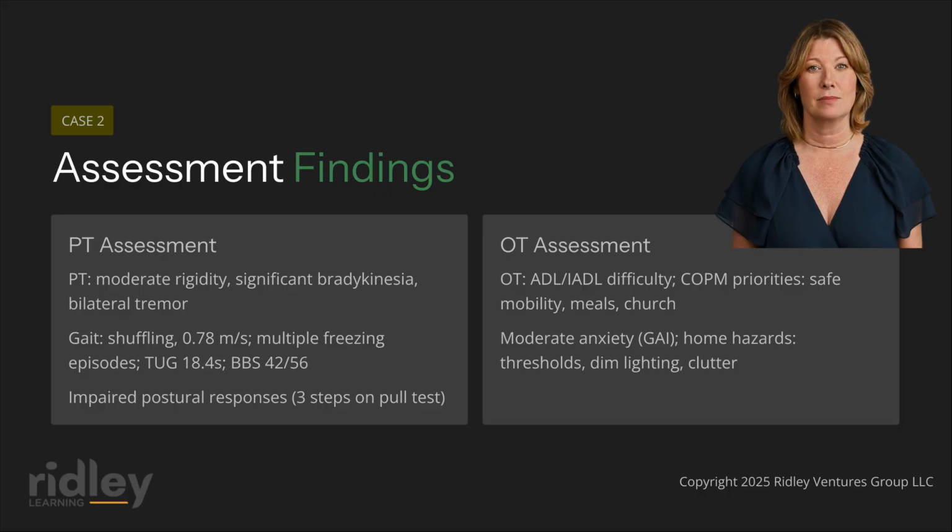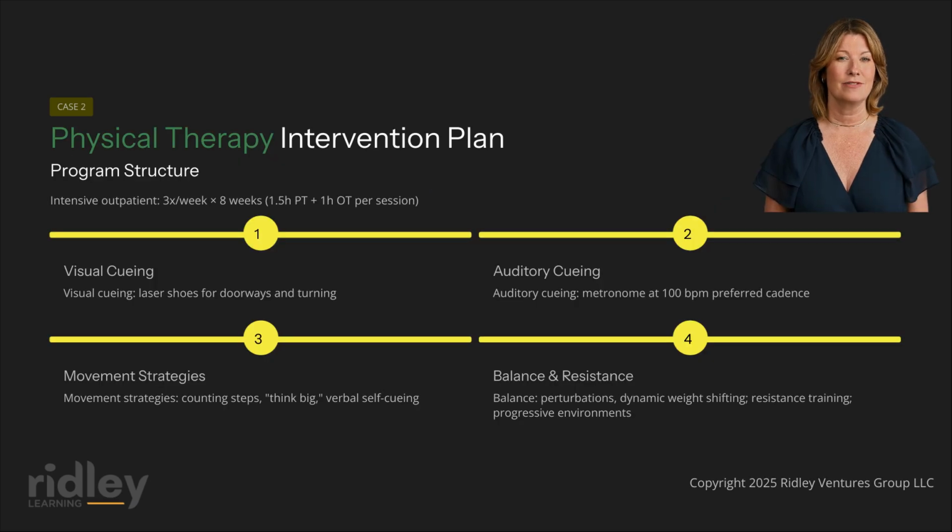Home environment assessment via caregiver report identifies multiple threshold transitions, dimly lit hallways, and a cluttered kitchen that may contribute to freezing triggers and fall risk. The intensive outpatient program provides 3 sessions weekly for 8 weeks, each session consisting of 1.5 hours of physical therapy and 1 hour of occupational therapy. This intensive dosing addresses the significant functional decline and elevated fall risk requiring concentrated intervention.